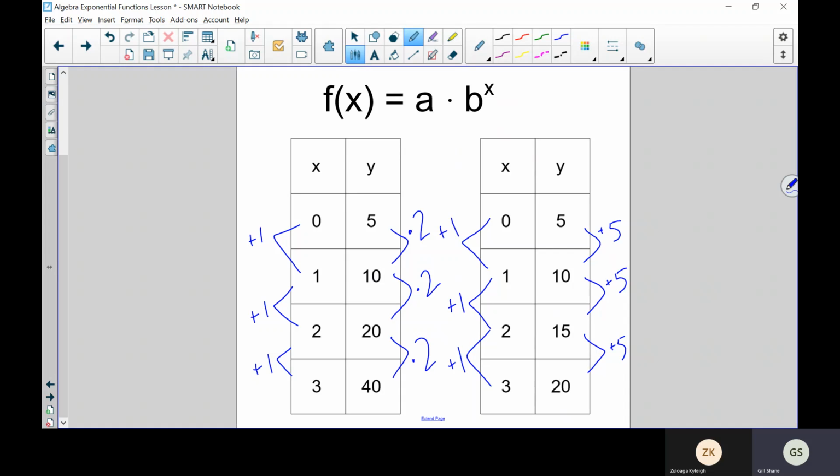Okay, the pattern in y values. So if the pattern in the y values is based on addition, or adding, you just want to write adding, one word.